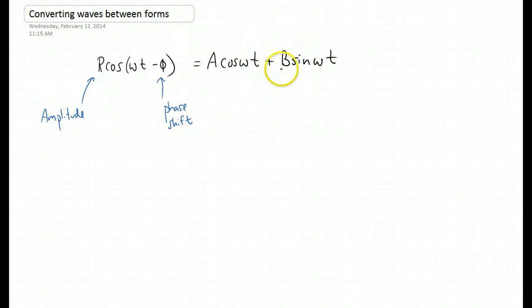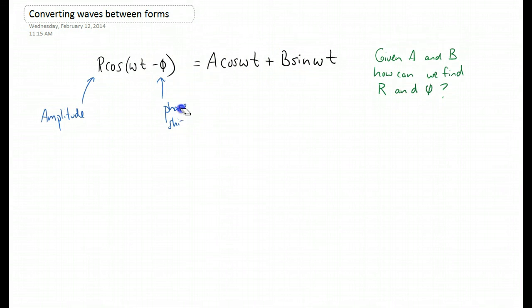So if this comes from a differential equation, we can actually find a and b just by using the initial conditions given to us. So the question we have is, if we're given a and b, how can we find r and phi? So that's the question. I'm going to erase this right here and show you how to do it.